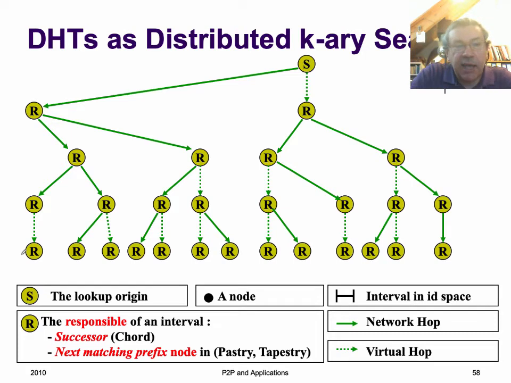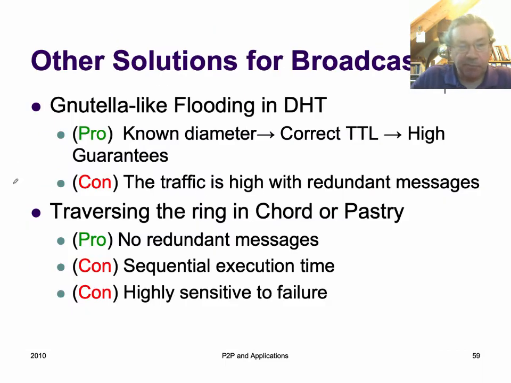So here is a case of distributed KA search with k equal to 2 in this example. We start with an interval, level 1, level 2, level 3, and at each level we divide the interval into 2. So we have this tree. But notice that the number of nodes in the system is not going to be equal to the number of nodes in this tree. Usually there are going to be many, many fewer nodes. We have a sparse system. So how can we do broadcast based on this tree?